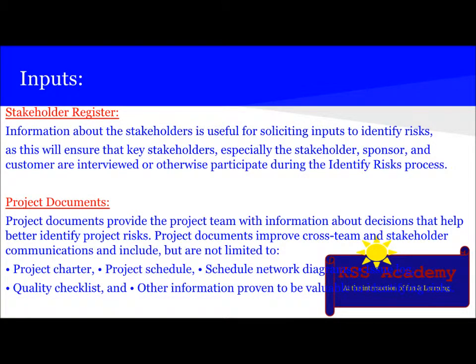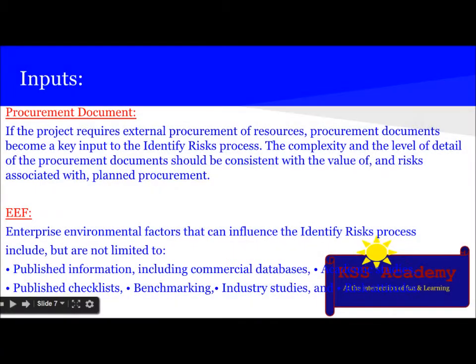The next input is the stakeholder register. It contains information about the stakeholders and is useful for soliciting inputs to identifying risk, as this will ensure that the key stakeholders, especially the sponsor and the customer, are interviewed or otherwise participate during the identify risk process. The next input is project documents, which provide the project team with information about decisions that help better identify project risk. Project documents improve cross-team and stakeholder communication and include things like the project charter, project schedule, project schedule network diagram, issue log, quality checklist, and other information proven to be valuable in identifying risk.